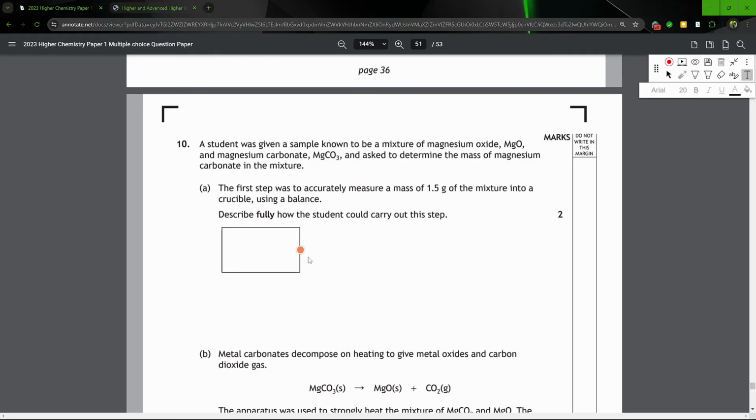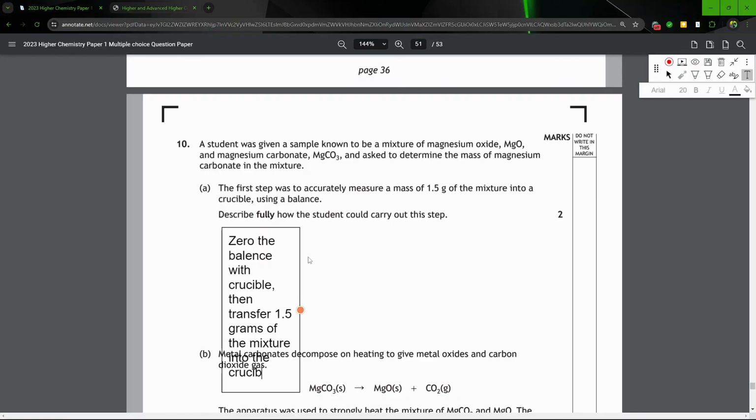Okay, so what you're going to do is, firstly, zero the balance with the crucible. And then transfer 1.5 grams of the mixture into the crucible. And yeah, that's actually that easy.